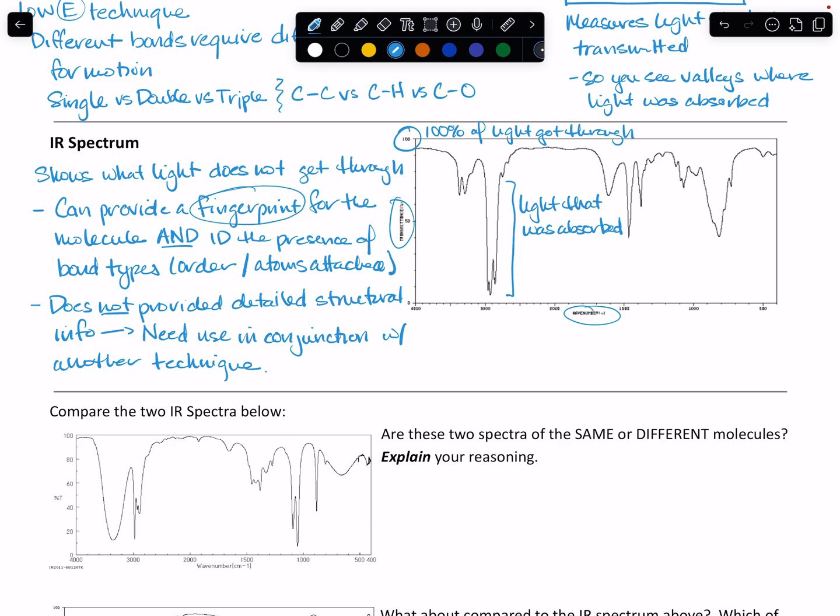It's best for this fingerprint idea. Let's say you have a molecule of known structure, you determine its IR spectrum, and then you have a sample of unknown structure and you determine its IR spectrum. You can compare those two spectra, and if they match, then you can be pretty confident you have the same molecule. If they do not match, you can be pretty confident that you do not have the same molecule. You can also use certain stretching regions to identify particular components of a molecule.